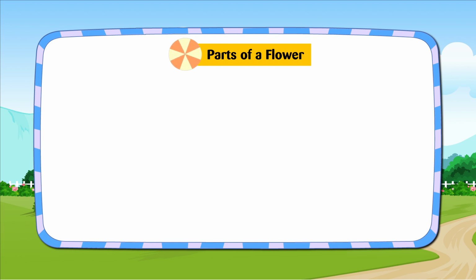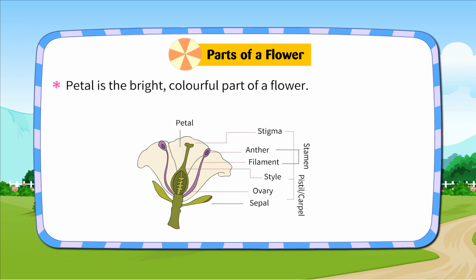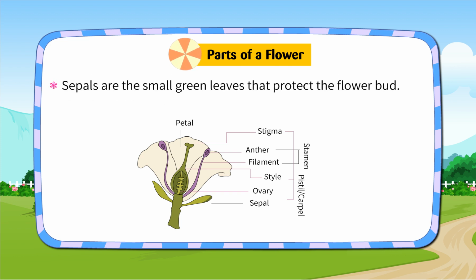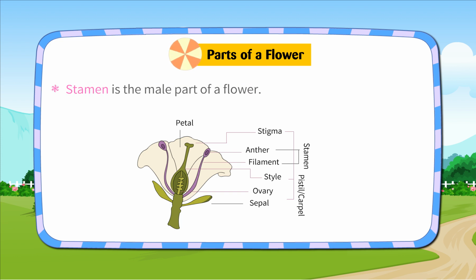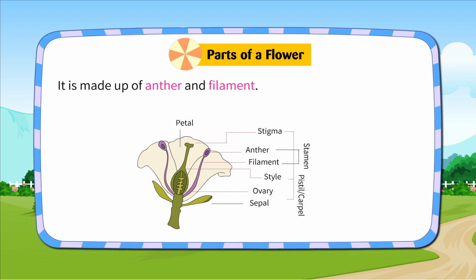Parts of a flower. Petal is the bright colored part of a flower. Sepals are the small green leaves that protect the flower bud. Stamen is the male part of a flower. It is made up of anther and filament. Anther produces the pollen grains.